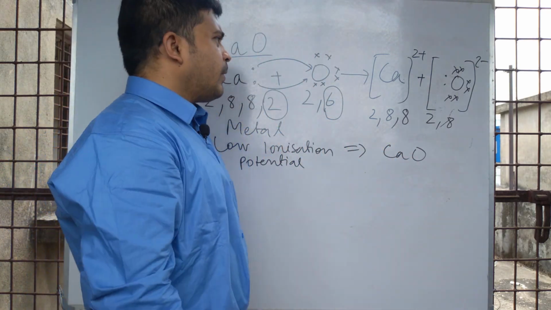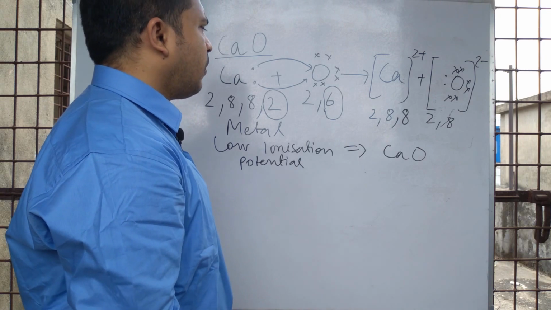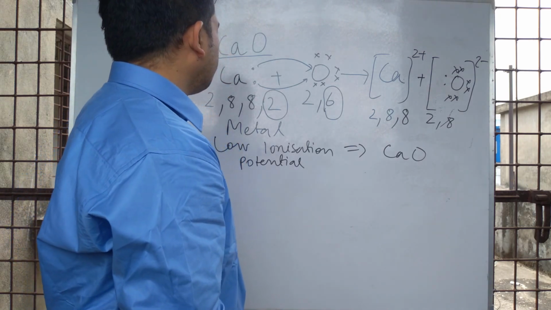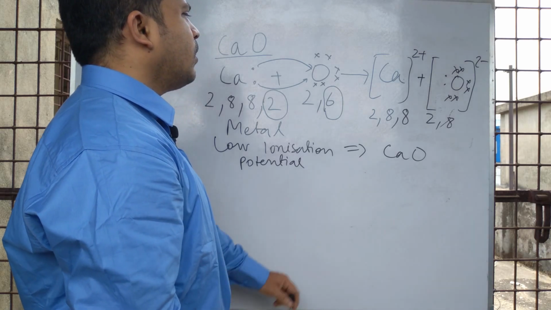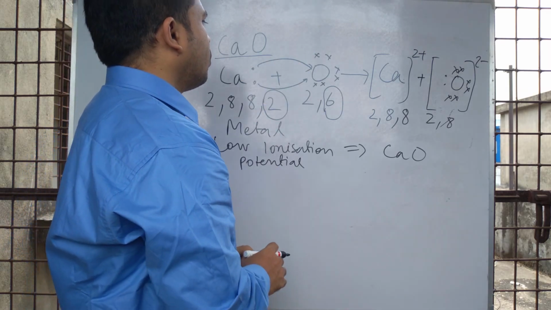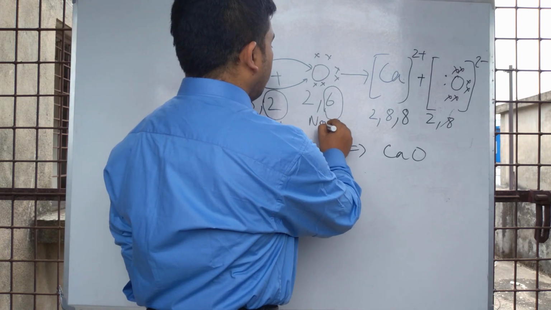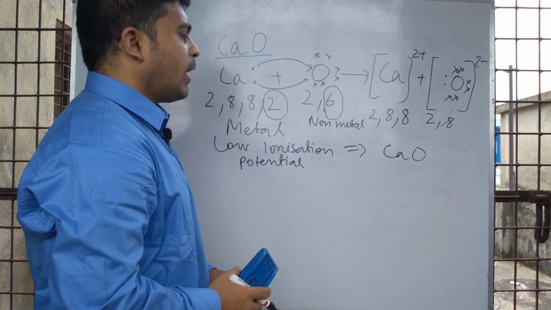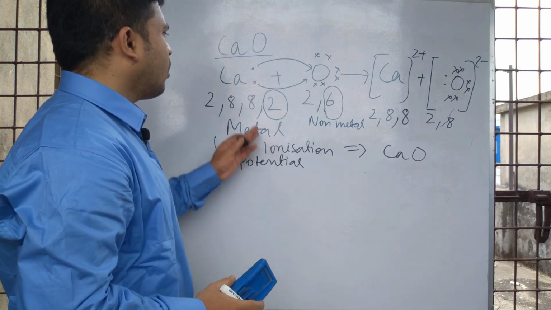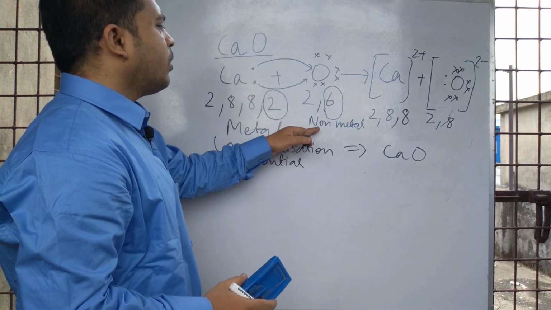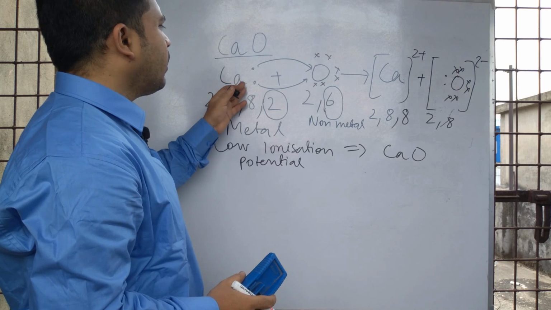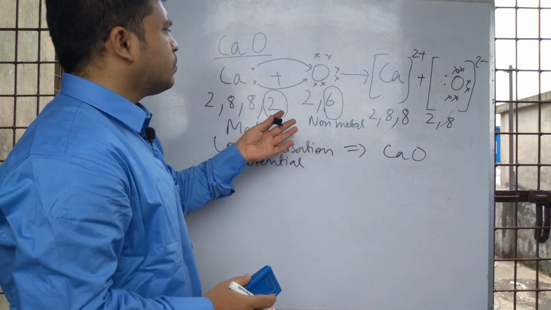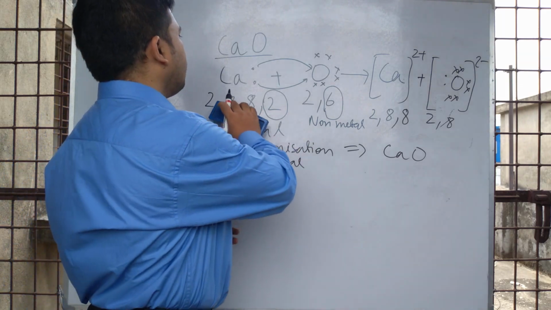Okay, so calcium oxide is formed by this process of losing electrons from calcium and gaining electrons by oxygen, because it is a non-metal. Non-metal has higher electron affinity than metal, and non-metal has electron gaining tendency, metal has electron losing tendency. So by this way calcium oxide is formed.